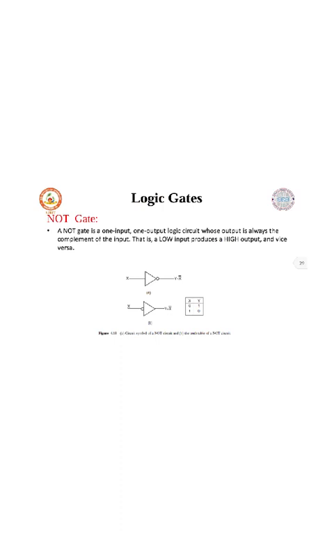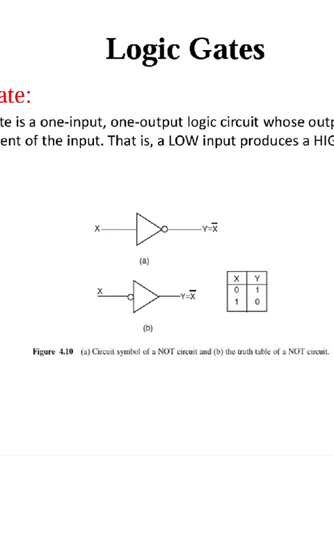The next is the NOT gate. The NOT gate has 1 input and 1 output, and does the operation of complement. So if the input is low, the output will be high. If the input is high, the output will be low, and vice versa. You can see the diagram of the NOT gate here. X is the input, output is X bar. Same way, X is the input, X bar is the output.